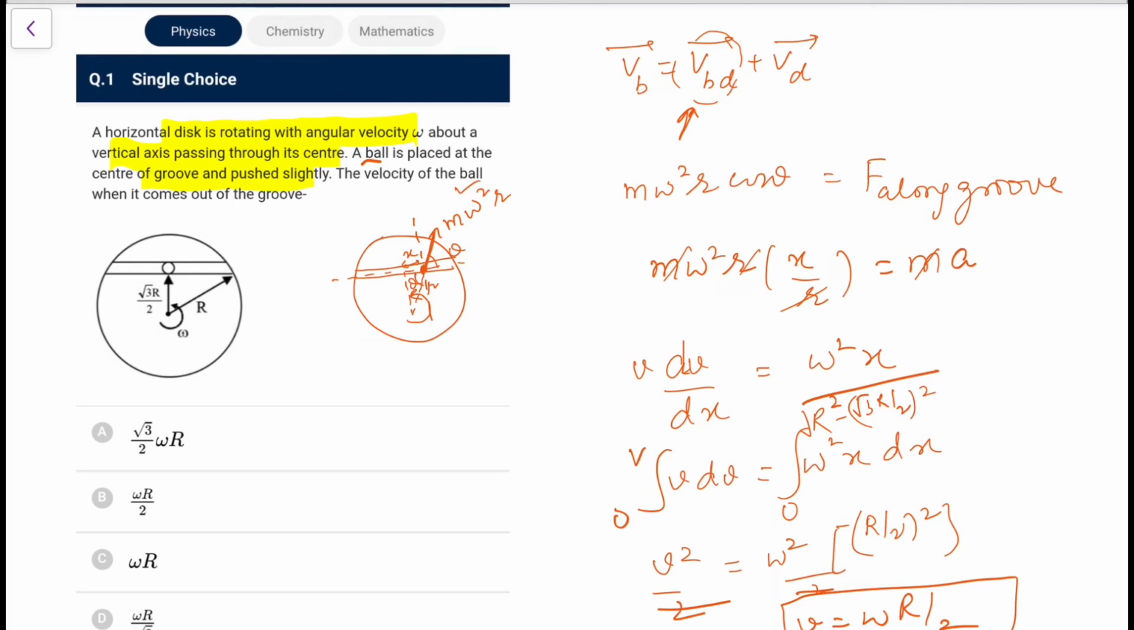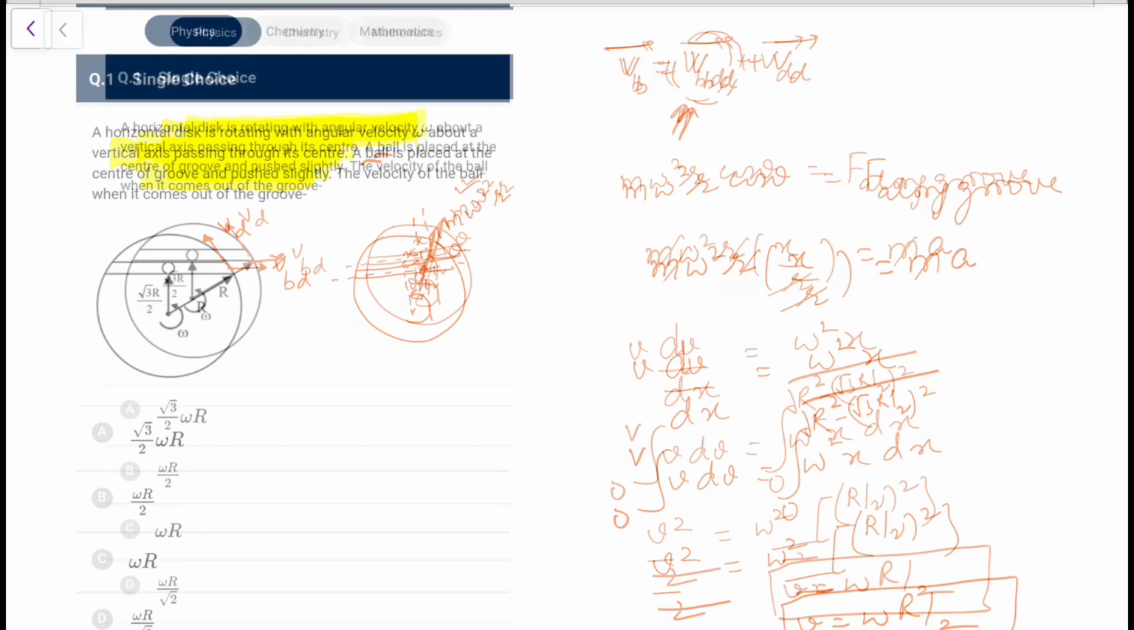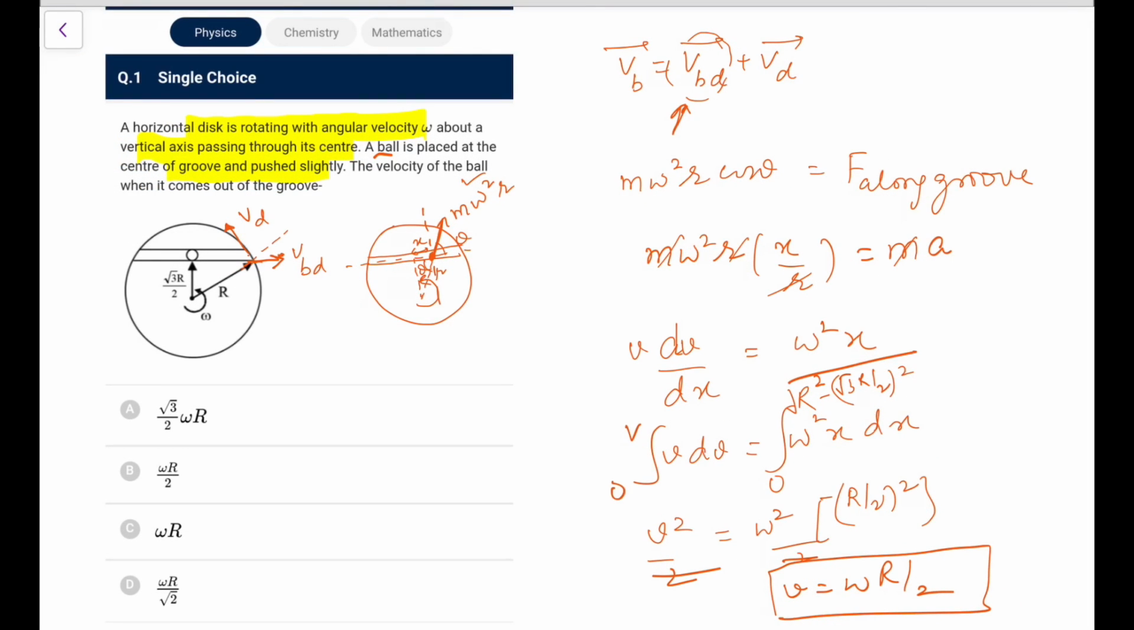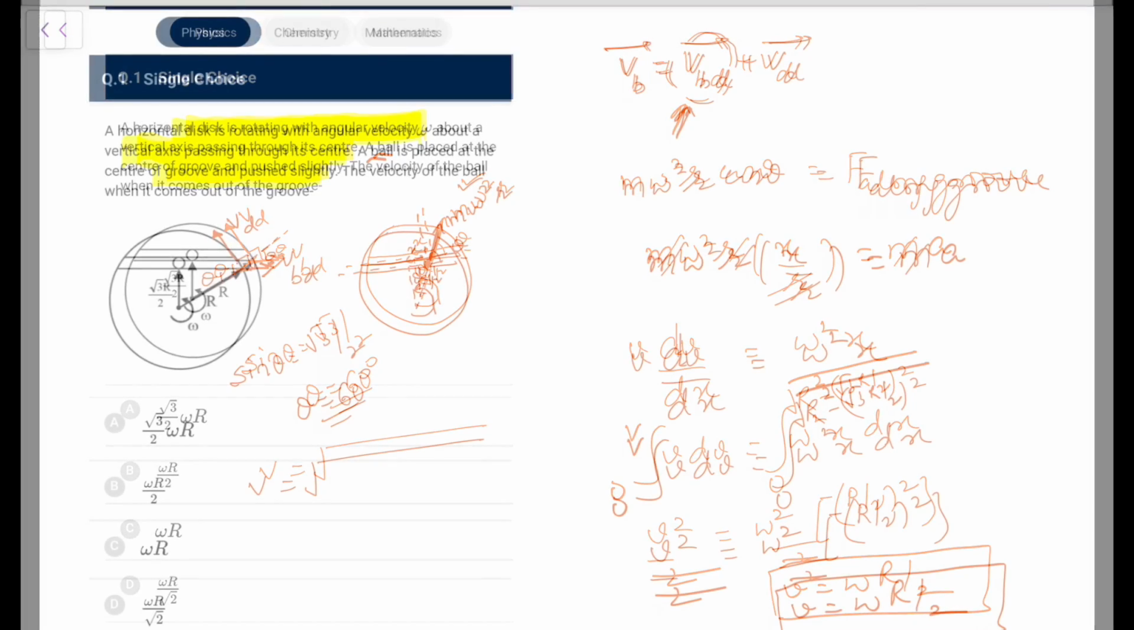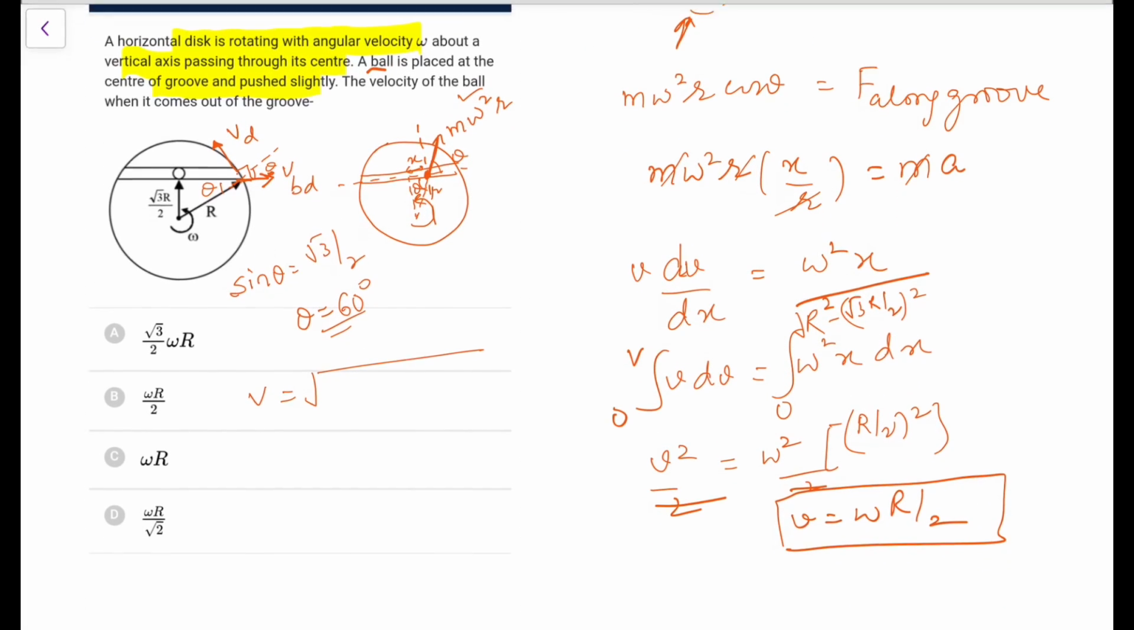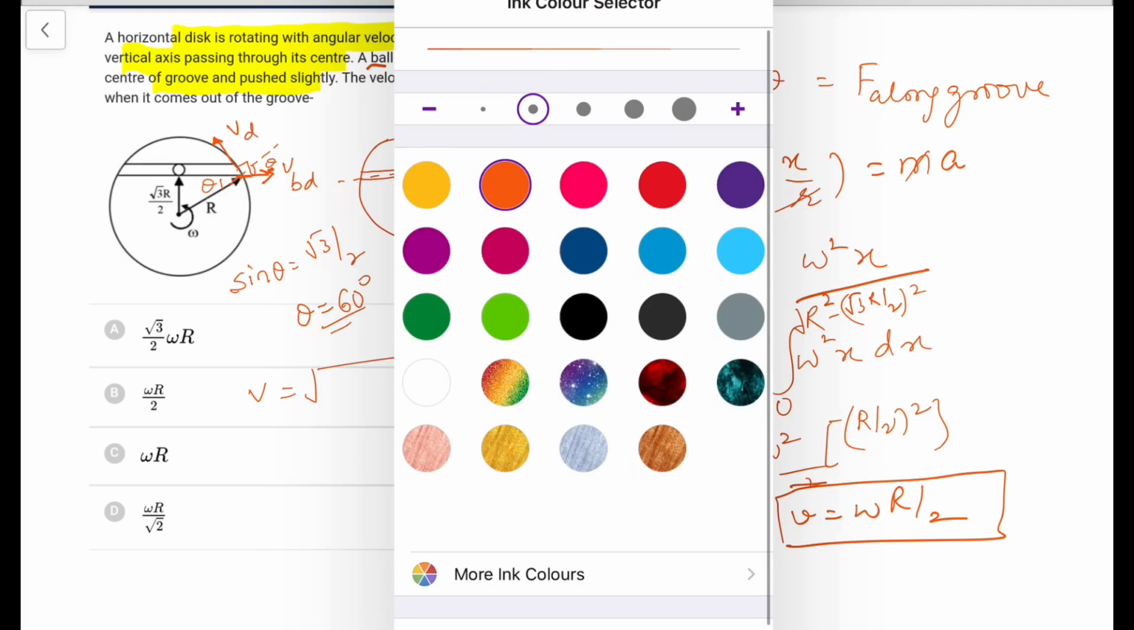Now this velocity with respect to the disk will be like this, and because of the circular, rotational motion, this would be the velocity of the disk. This is the velocity of the ball with respect to the disk. Looking at it here, let's say this angle is theta, so this is also theta. So sine of theta is equal to root 3 by 2, which means theta is 60 degrees. It means this angle is 150 degrees. So the net velocity, I will write, Vd is omega r. Let me take the pencil, yes.